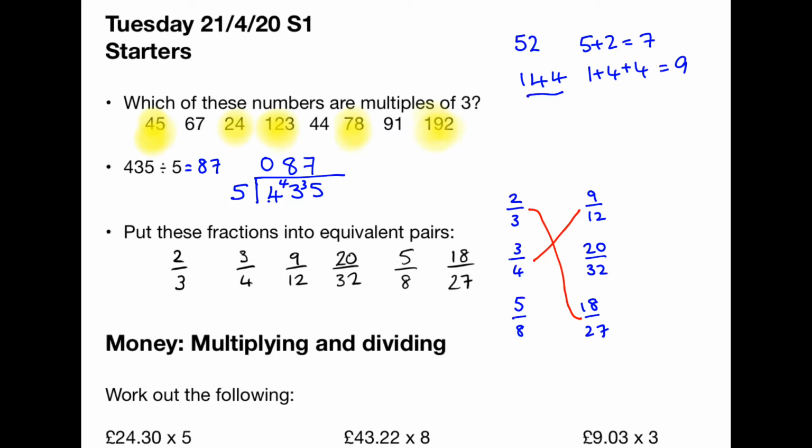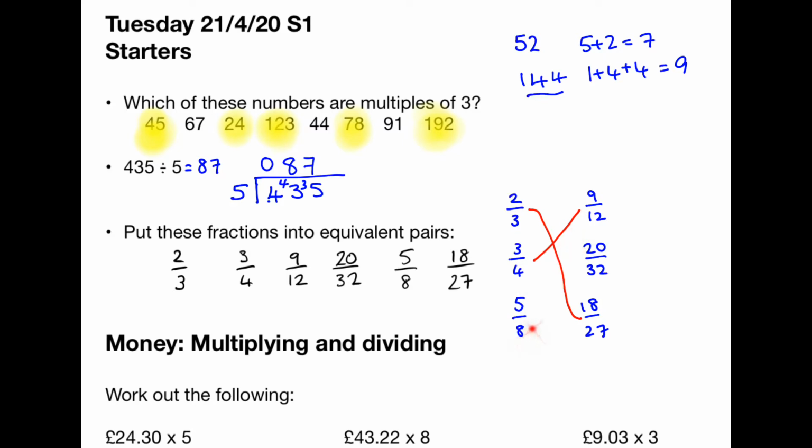And then the last one, well, we're expecting that we know where this line's going to go, aren't we? We think it's going to go here, but we'll just double check that. So if we're looking at the top, the numerator, 5 has been multiplied by 4, hasn't it, to give 20?